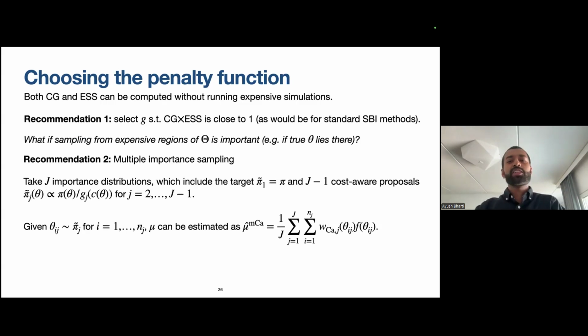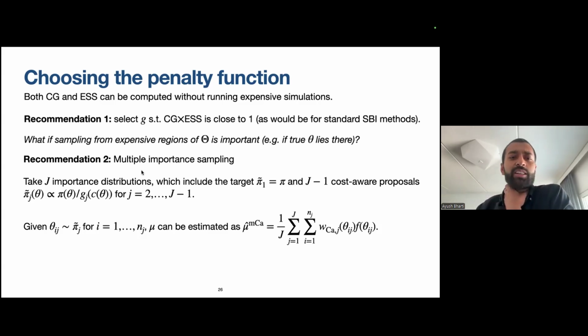Recommendation number 2 is born out of this problem: what if the actual posterior lies in the expensive region? Then you will definitely not have a lot of samples from there, right? And of course, we'll do this importance sampling trick, but you might still be losing out on some efficiency in those cases.